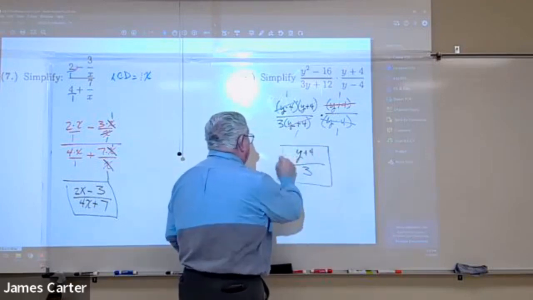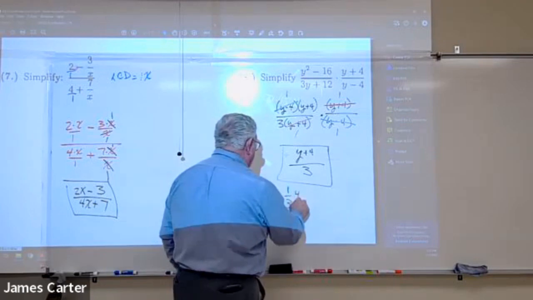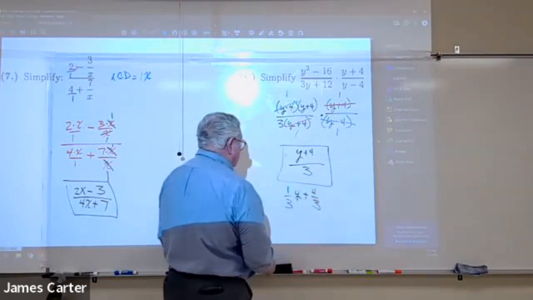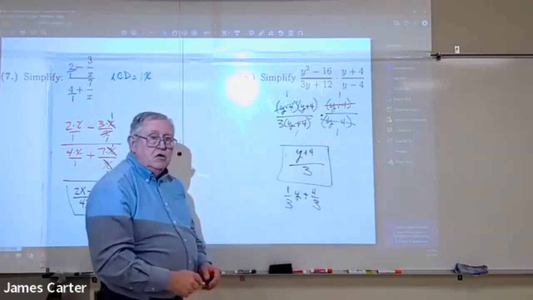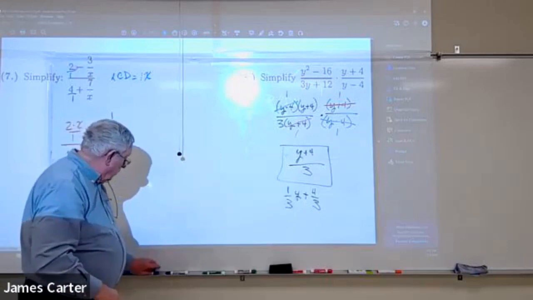That's good enough. I suppose if you wanted to, you could change it to 1/3 y plus 4/3 if you wanted to, but there's no advantage. It won't be wrong, but it's up to you whether you do or don't.